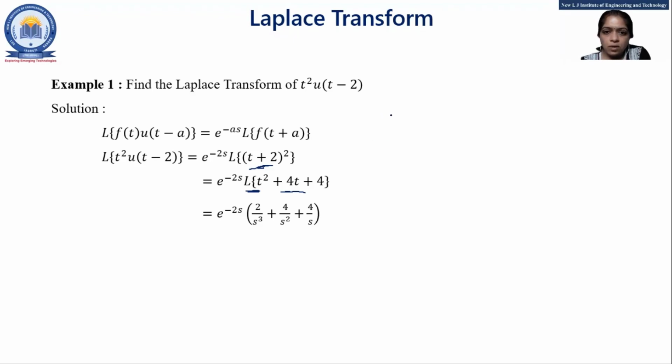Similarly, suppose you have asked find the Laplace of t square u of t plus 2. Then what to do, students? What is the difference? You have to just write here your a is what, students? Your a is minus 2. So here your answer is e raised to 2s, and this one is t minus 2 whole square. This sign is plus and this sign is minus if they ask t plus 2.